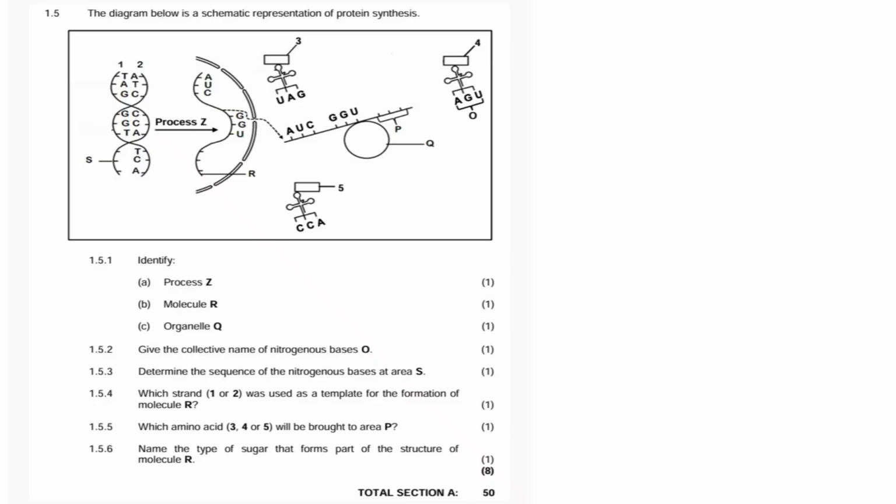Right. So 1.5.1a, identify process Z. This is our process Z. As we know, process Z is what we call transcription. Transcription. Very good.